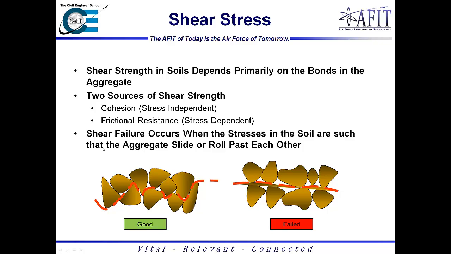But shear failure occurs when the stresses in the soil are such that the aggregates slide or roll past each other. And so with this, the aggregate has very good interlocking characteristics. You have very good frictional resistance and shear strength. Versus over here, as you can see, there's now a failure because all the aggregate is basically sliding across there. And so there's actually a failure plane associated with this. So this is kind of what this last bullet is hinting at. So shear failure, this is what it visually looks like, and this is kind of what good cohesion and frictional resistance will look like.